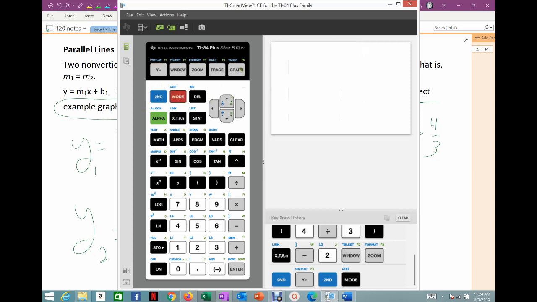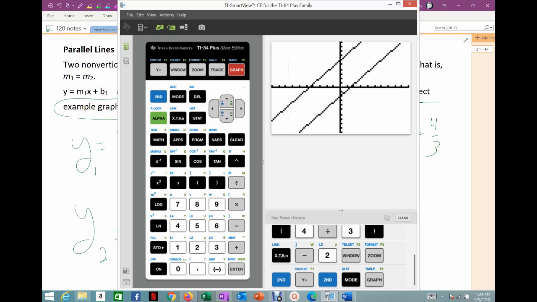Alright, so now I'm ready to graph. So there's my first line, there's my second line. You look at them, they're parallel. Right? They move up at the same speed, and so they're always going to be separated by the same amount. And actually you can look at the intercepts and see what they're separated by. 1, 2, 3, 4, 5, 6, 7, 8. They're separated by 8, and that should make sense.